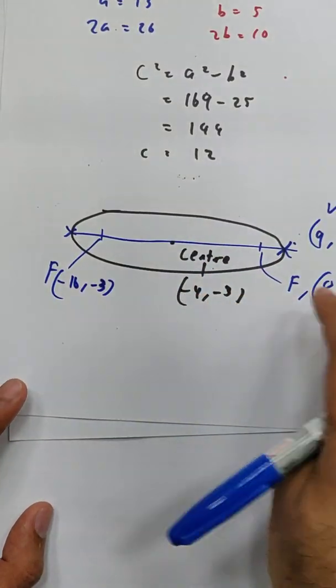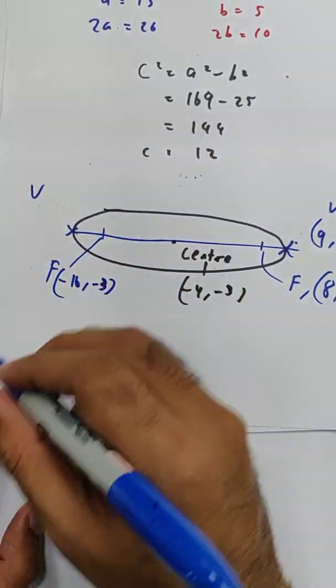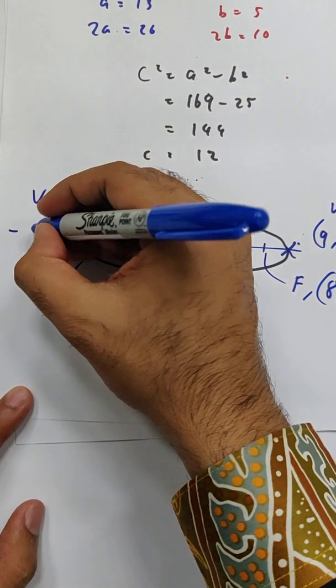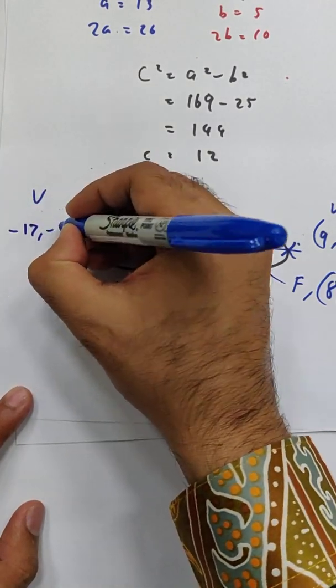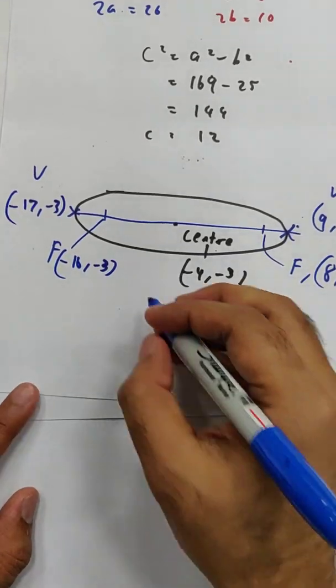Let's write down V for short form right now. There's another V over here: negative 17, negative 3. Are we done? We are not yet done.